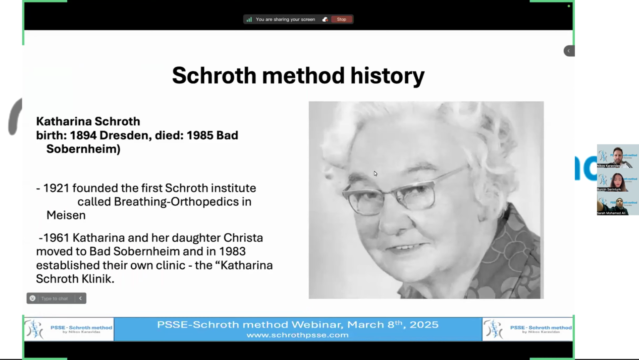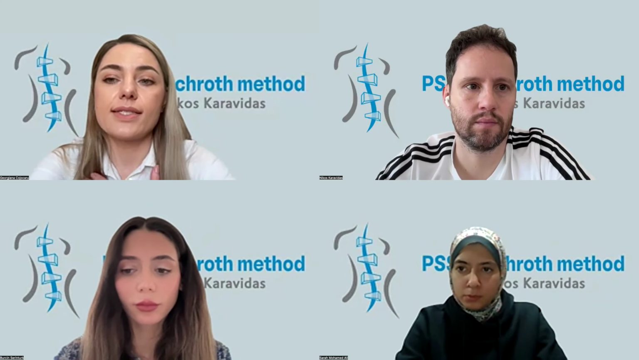About Schroth method history, we know that it was developed by Katerina Schroth. She was born in 1894 in Dresden, and she suffered from scoliosis during adolescence. She tried to correct her posture by observing herself in a mirror. She was comparing her thoracic cage with a balloon, and she tried with her breathing to correct herself. And she and the people around her saw that she had improvement in her trunk appearance.